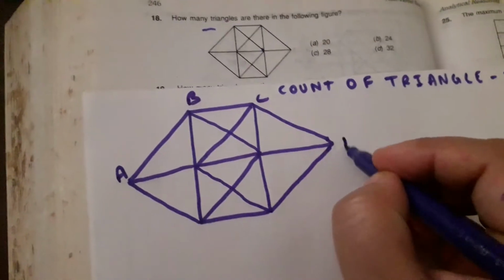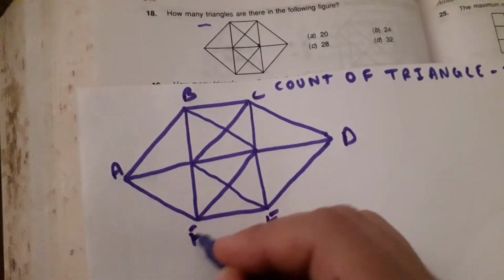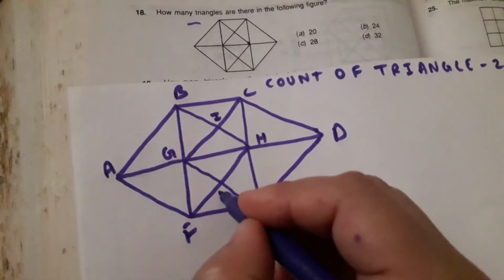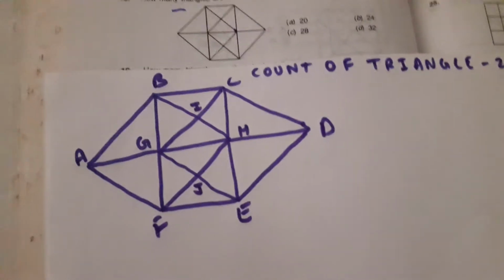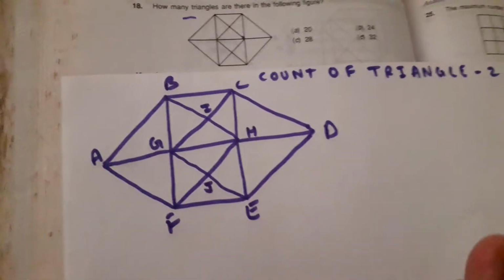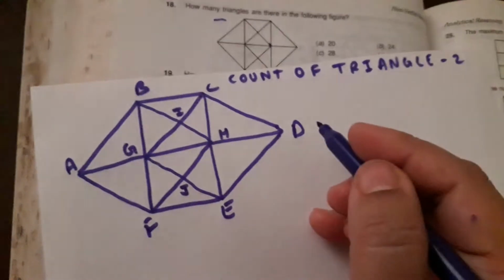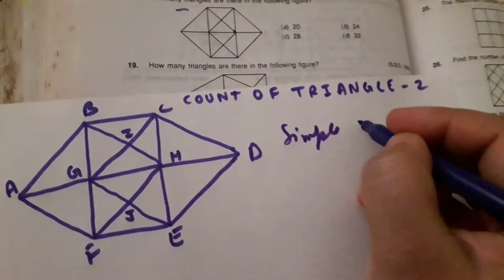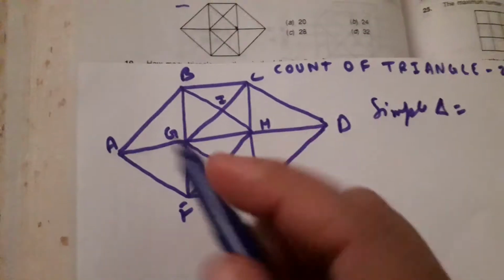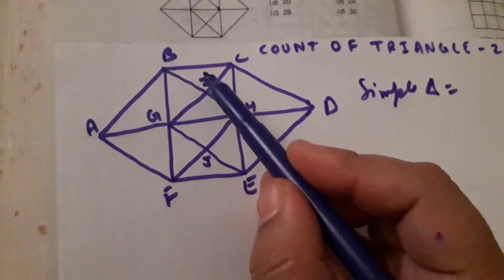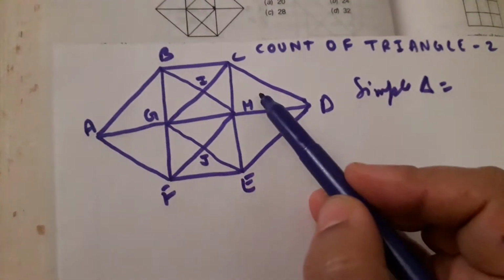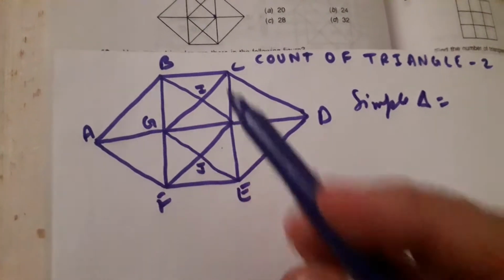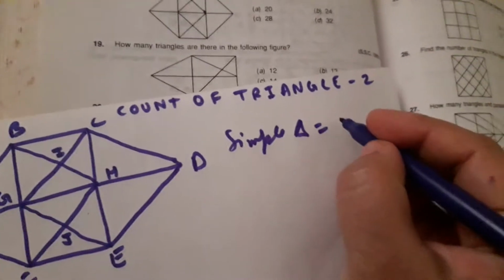First we will label the diagram. We see E, F, G, H, I, J. Labeling is done. Now what is the first step? First step is the labeling. Second step, we will count simple triangles. In this triangle, how many simple triangles are there? We will count it. 1, 2, 3, 4, 5, 6, 7, 8, 9, 10, 11, 12. There are a total of 12 simple triangles.